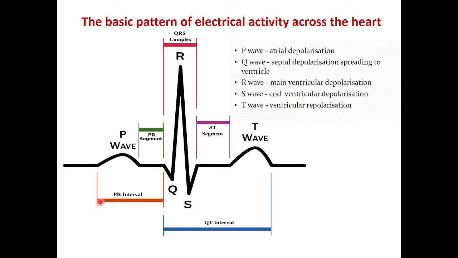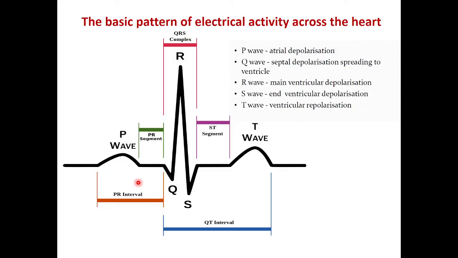This is the PR interval. Why is it called the PR interval? It's because it's the interval from the beginning of the P wave until the beginning of the R wave. So it's an interval from the beginning of P to the beginning of R or Q, the beginning of the QRS complex, meaning from the beginning of atrial depolarization to the beginning of ventricular depolarization.